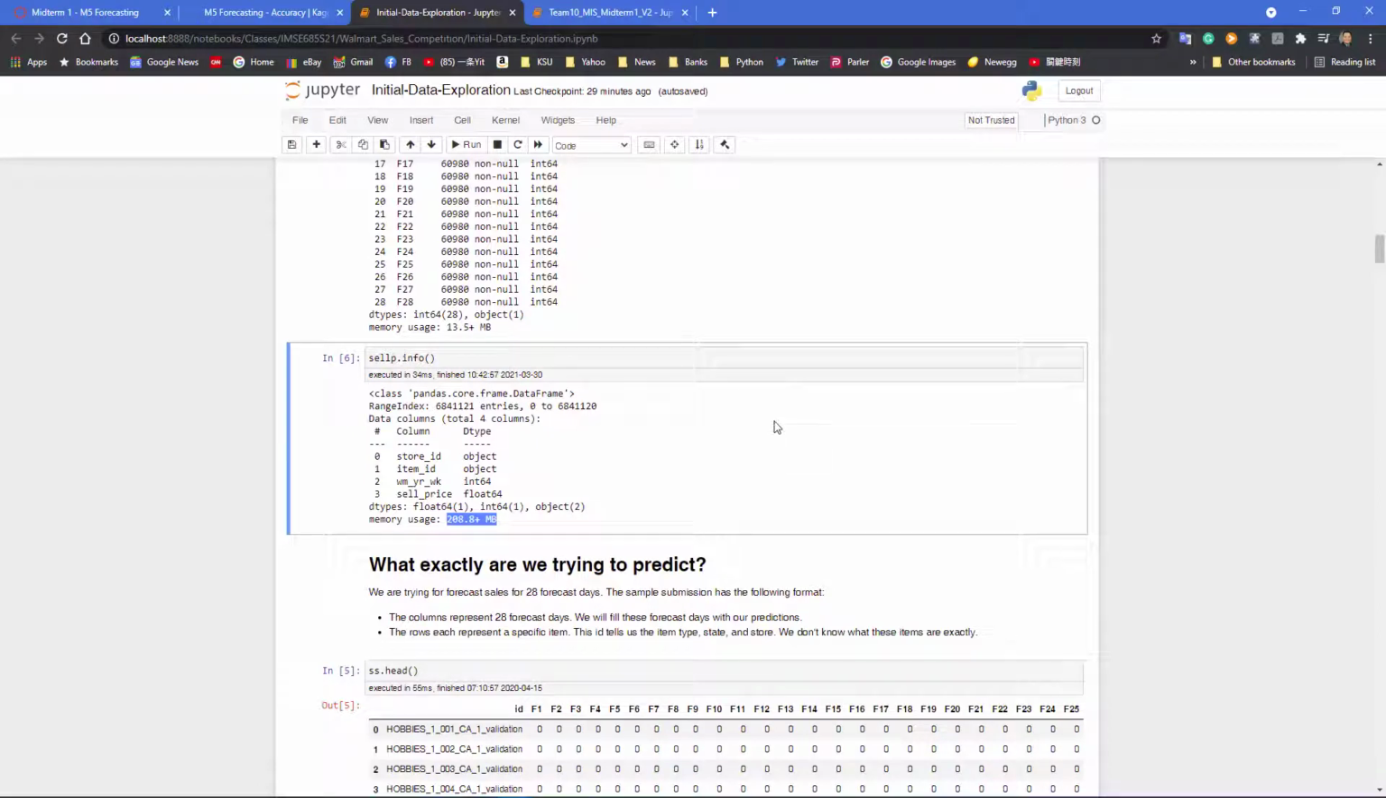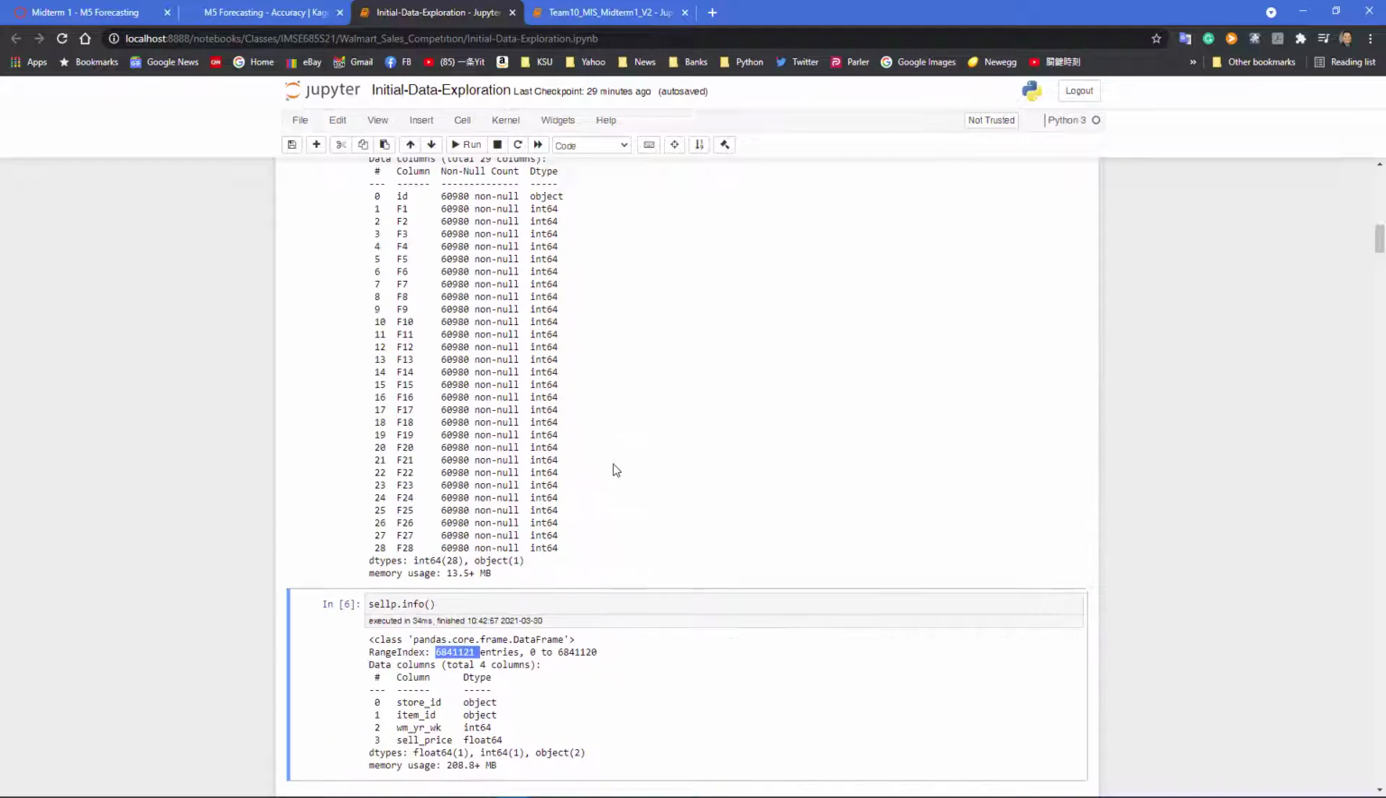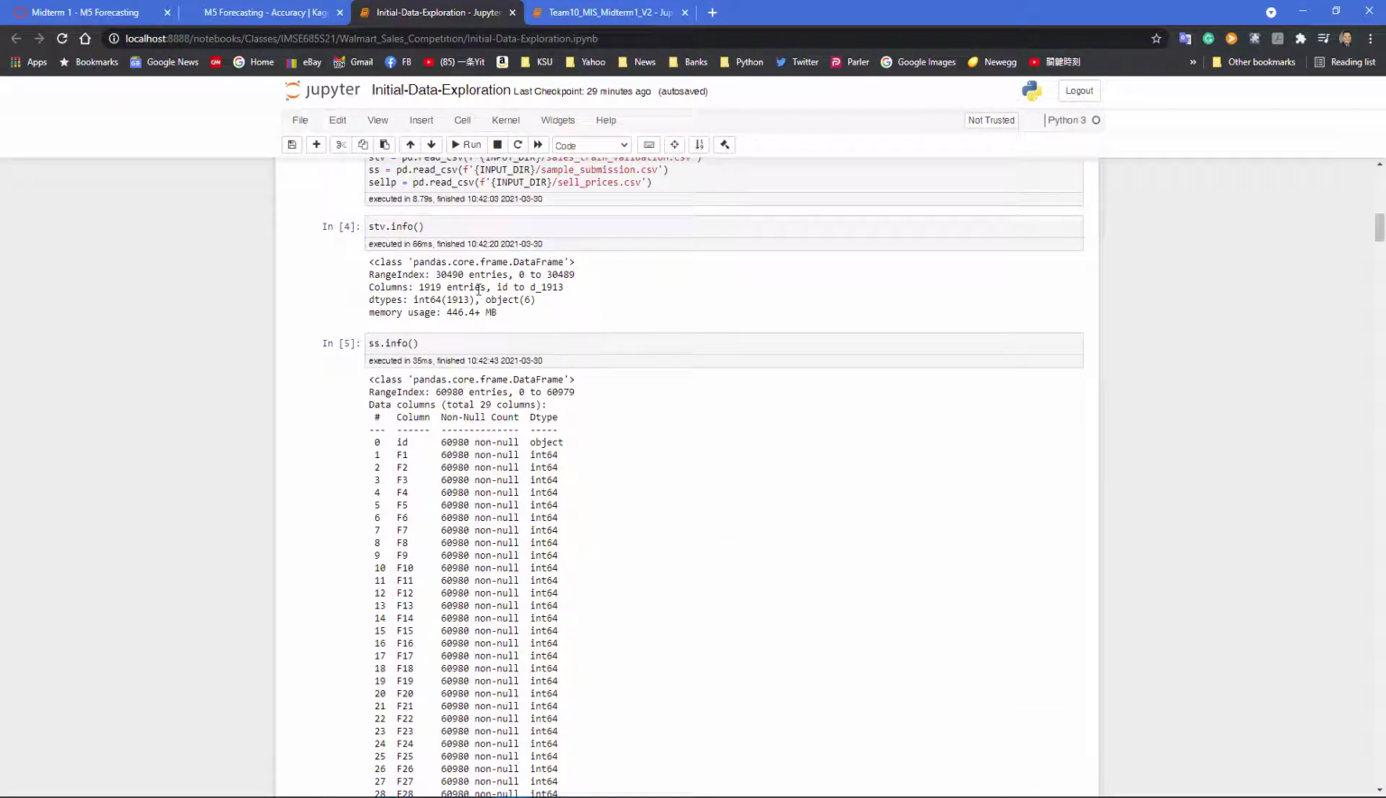So it's quite a bit. You see that in this sell price file, you have almost 6.8 million records. So it's quite large. However, they only have 4 columns, so it is not that big. It's 200 some meg.